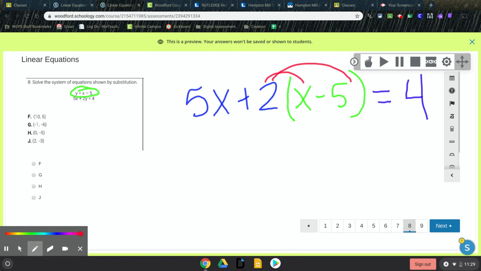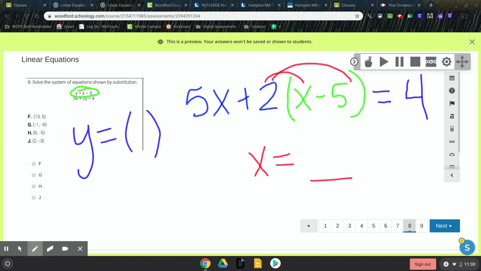Now, once you find your x, so whenever you're like x equals whatever, you have to take that x and plug it back in. I'm sorry, you take that x and you plug it in for x and solve for y. So whenever you find out what x is, take this equation here, substitute x, and solve for y.